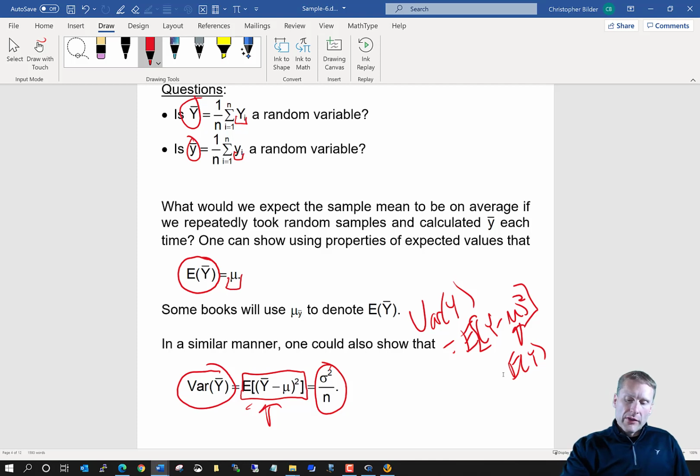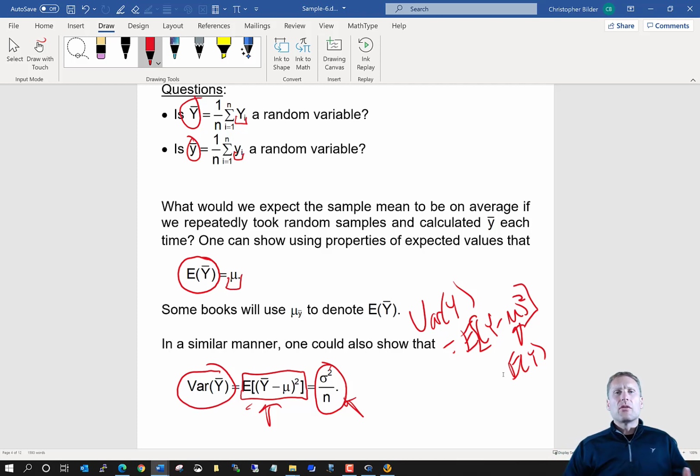So look at the result though. Let's say if I take a sample size of 10, maybe instead a sample size of 100, maybe instead a sample size of 1,000, what is happening to that variance? Well, since that n is in the denominator, as that sample size grows, that variance is going to go down.